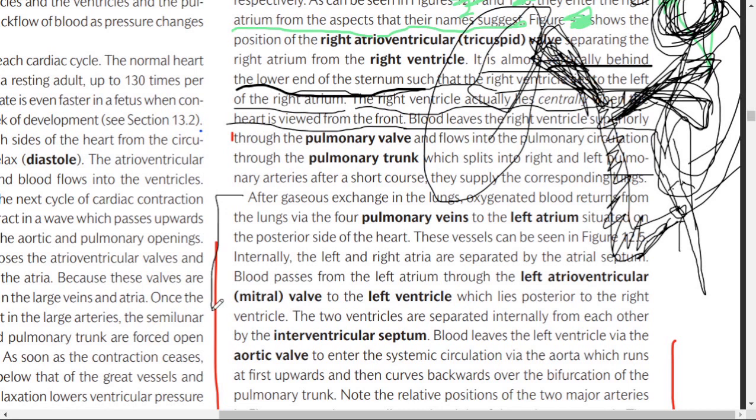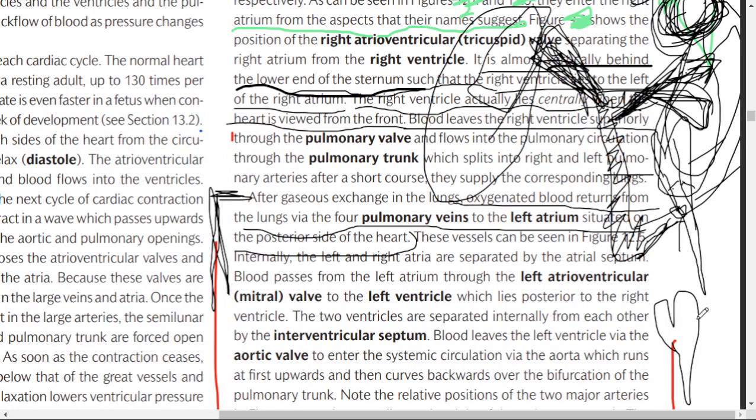Let's finish this paragraph. After gaseous exchange in the lung, oxygenated blood returns from the lungs via the 4 pulmonary veins to the left atrium situated on the posterior side of the heart. So there is a posterior side of the heart, there is an aorta, we call it the left aorta, and there are 4 veins, 1, 2, 3, and 4.